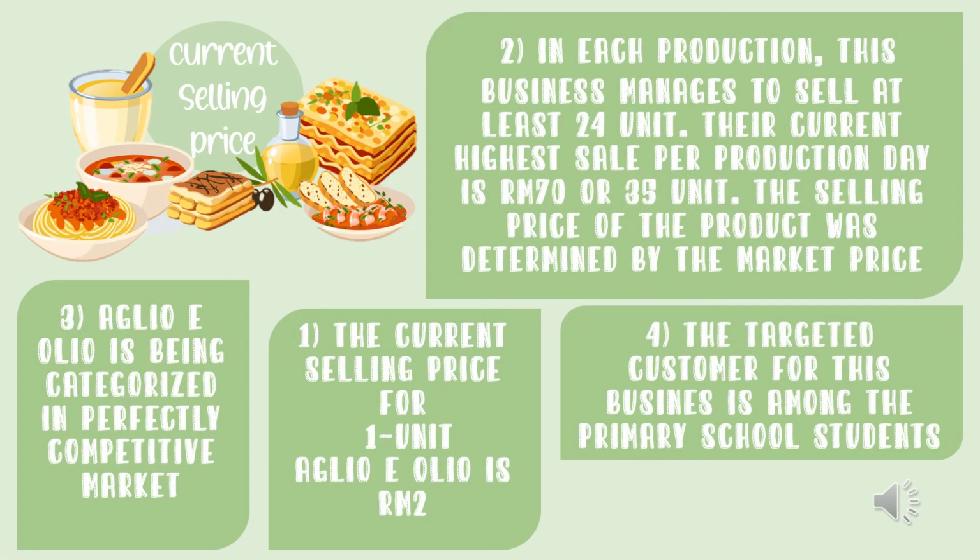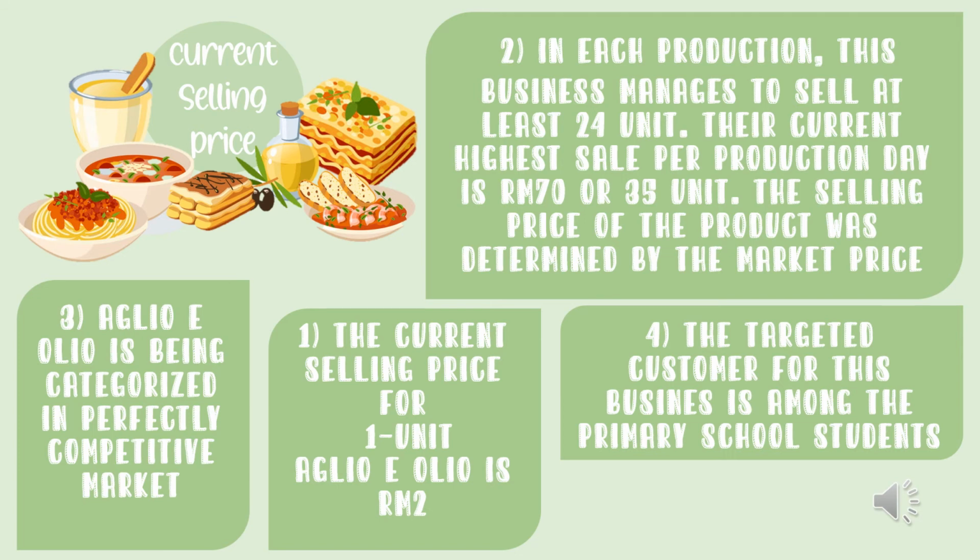Next, we will move to the current selling price. The current selling price for 1 unit of aglio e olio is 2 ringgit. For 1 unit of aglio e olio, there is a mix of cooked spaghetti and sausage, and curry leaf as decoration. In each production, this business managed to sell at least 24 units. Their current highest sale per production day is 70 ringgit or 35 units.